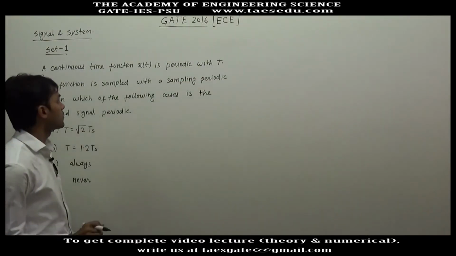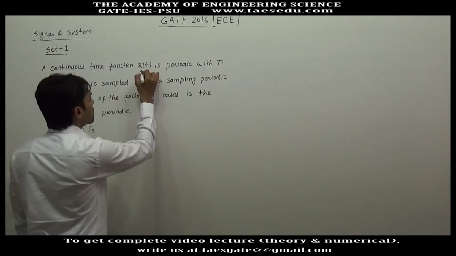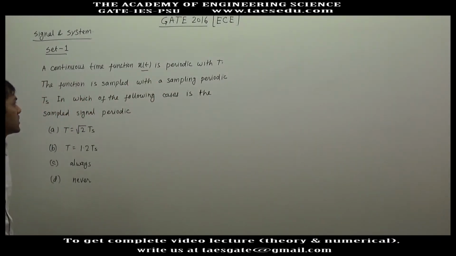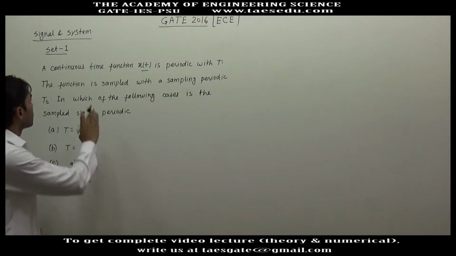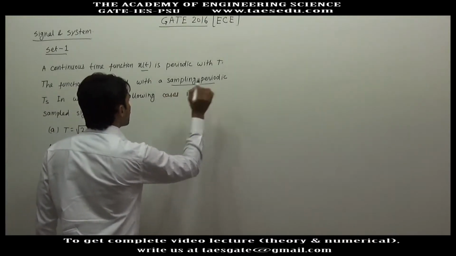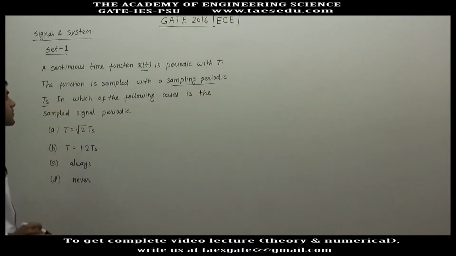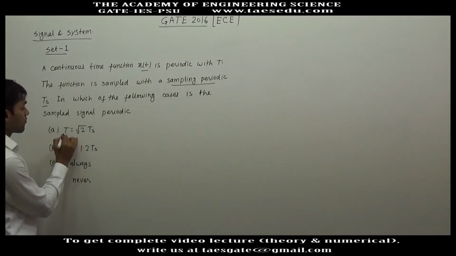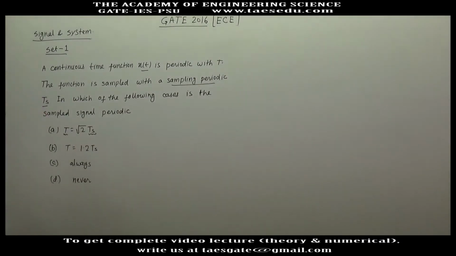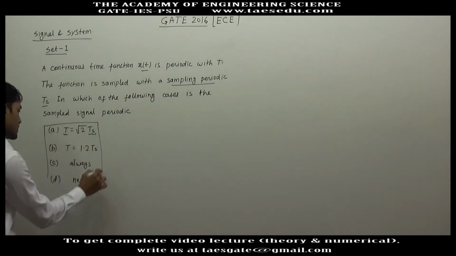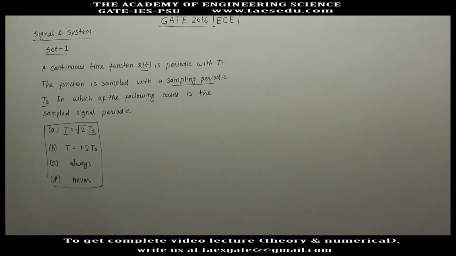Here we are given a continuous time function x(t), which is periodic with T, and this function is sampled with a sampling period of Ts. In the options we have a relation between the time period of x(t) and the sampling period, and we have to find out in which of these four cases the sampled signal will be periodic.